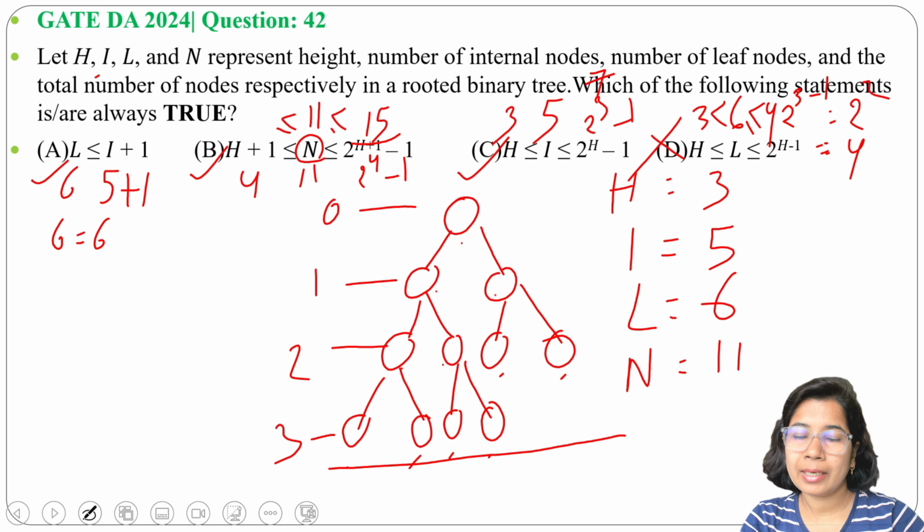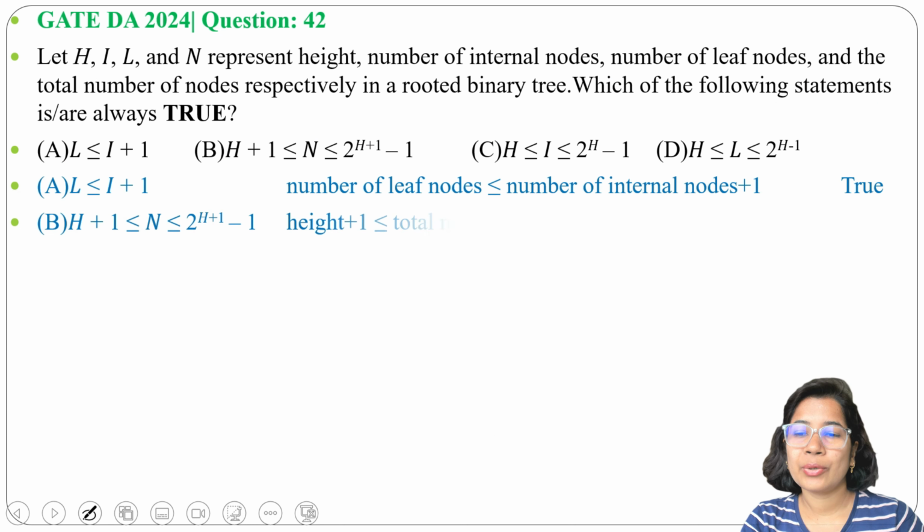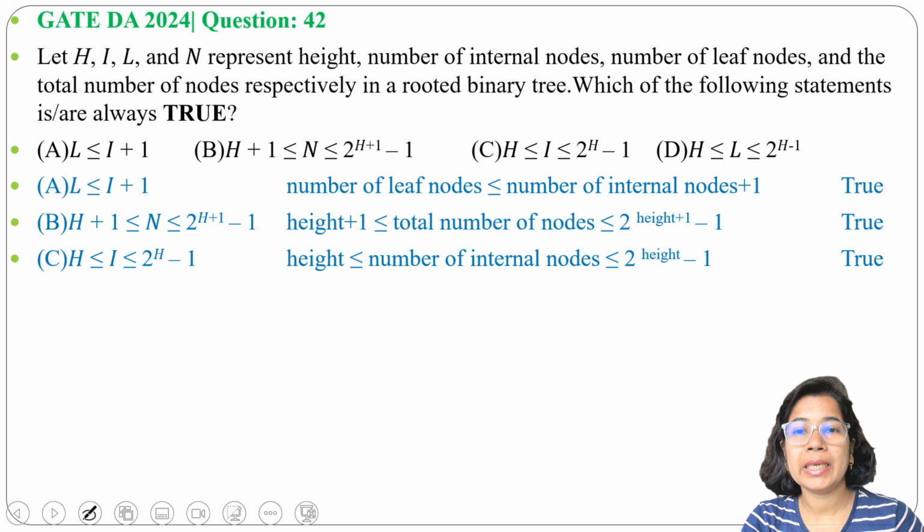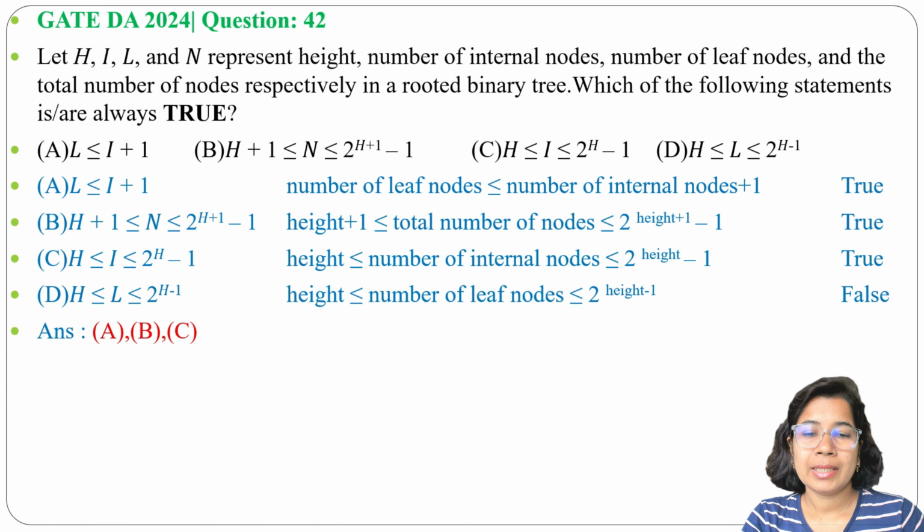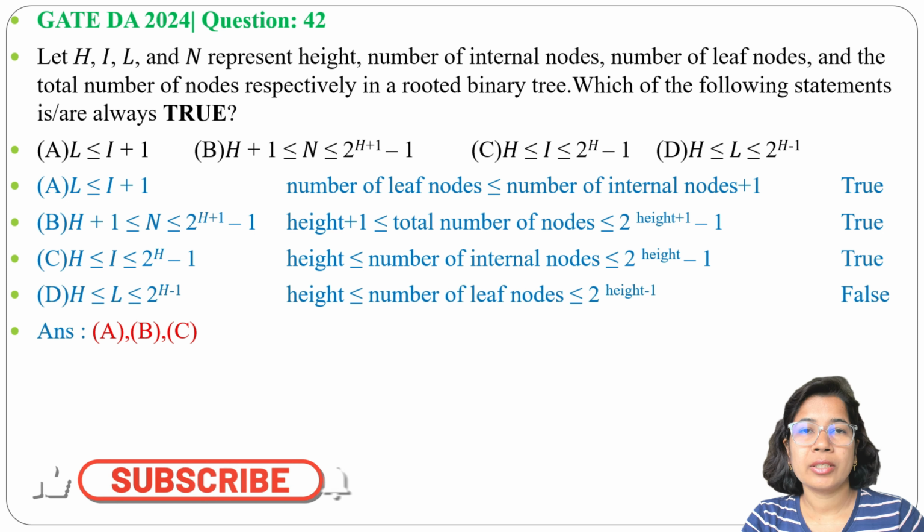You can take any random example, you will find option A, option B and option C are true while option D is wrong. That's why the answer is that options A, B and C are true. This is an easy question. It's just asking a basic fact about the binary tree. If you know binary tree, you can easily solve this question.